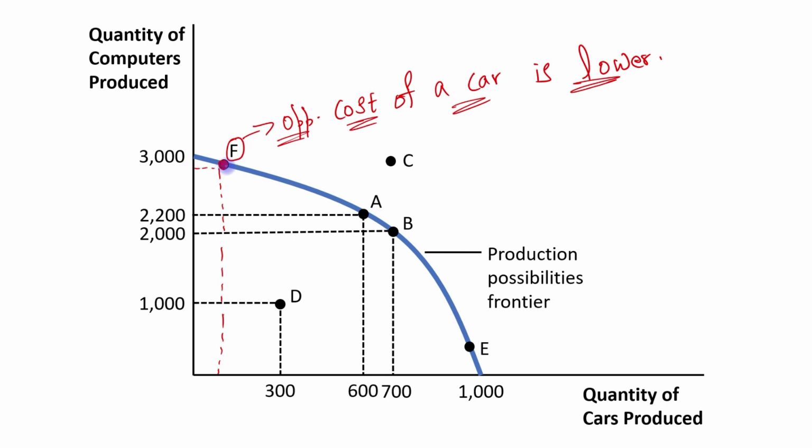In case, for example, we move from point F to this particular point, let's name it point X. As you can see, we have increased the car production by this amount, and if we look at the sacrifice of computers, it is only this much. So the opportunity cost of a car is lower. Here you can see how much the car production has increased, but how little the computers have been sacrificed, only this much. So the opportunity cost of a car here is lower.